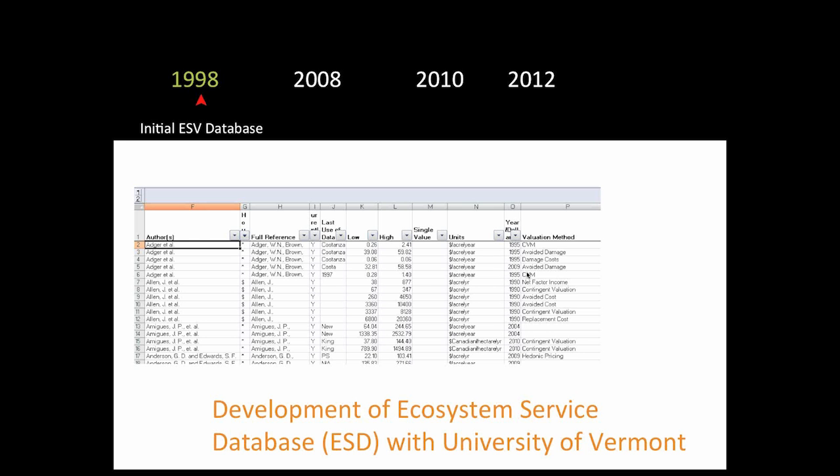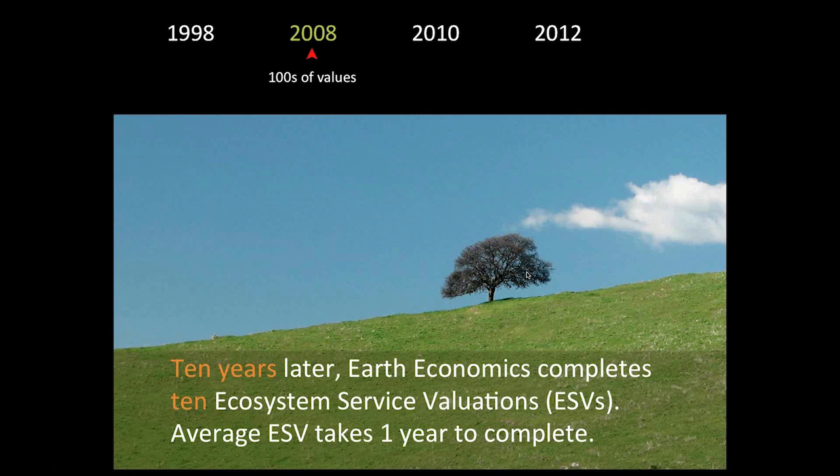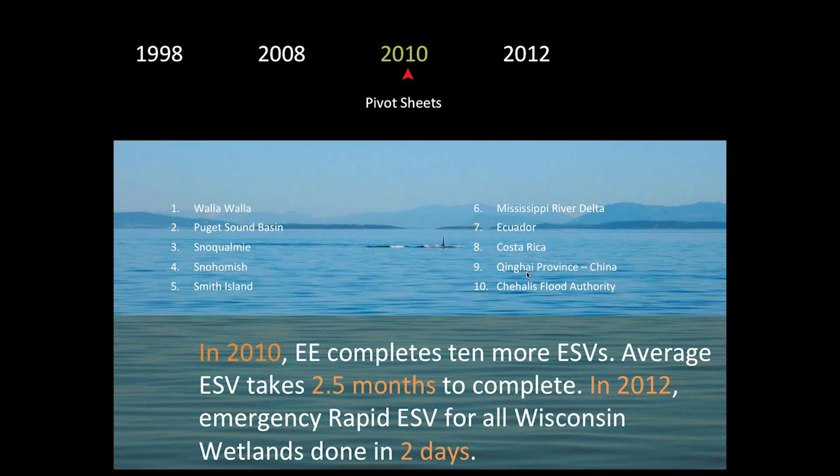As I mentioned, we've been working with this database since 1998. We inherited, like others, a database from the Gund Institute at the University of Vermont. And by 2008, we had hundreds of values, and we were able, with this repository, to do ecosystem service valuations for fairly large scales in the course of about a year. And then we refined our techniques, and were able to speed up the process of doing ecosystem valuations to 2.5 months, and even in one urgent case for the Wisconsin Wetlands Association, we were able to do a very rapid, very rough ecosystem service valuation of all of Wisconsin's wetlands in a very, very long weekend.